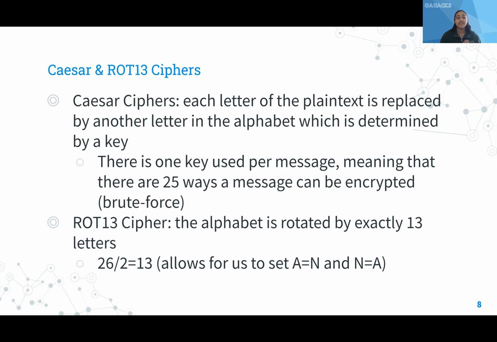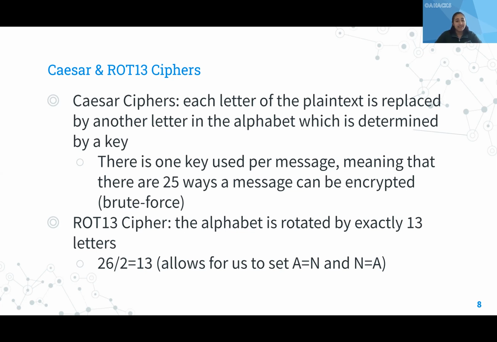So that means that this Caesar cipher is really easy to crack, and we're going to be able to do it really, really quickly in a Python program today. And then ROT13 ciphers are Caesar ciphers, but they have a fixed key of 13 letters. So it's basically a Caesar cipher, but the key is always going to be 13. And the reason why it is 13 is there's 26 letters in the alphabet. So when you divide by 2, you get 13.